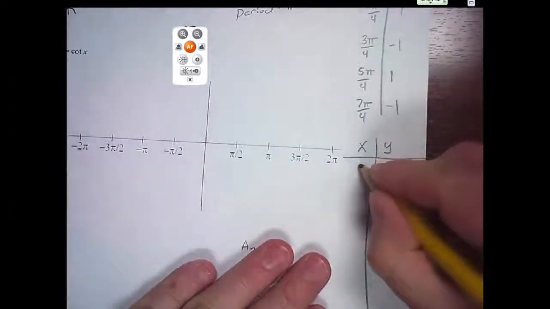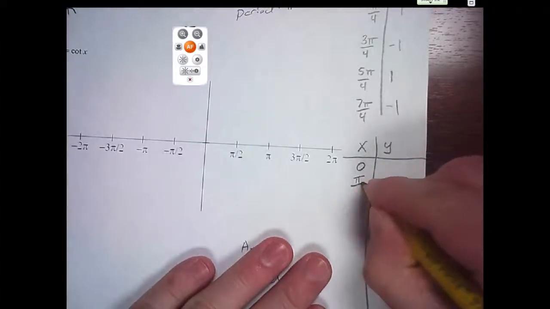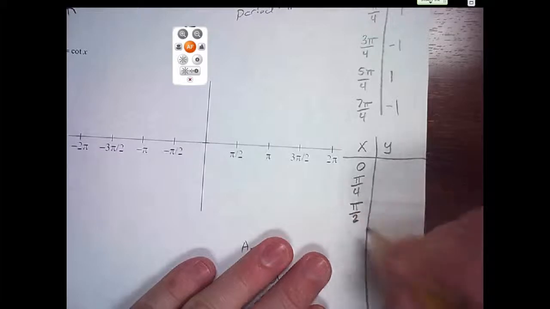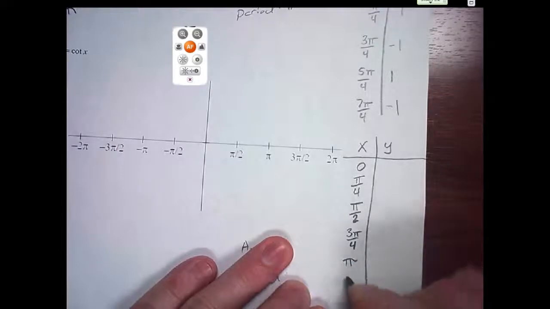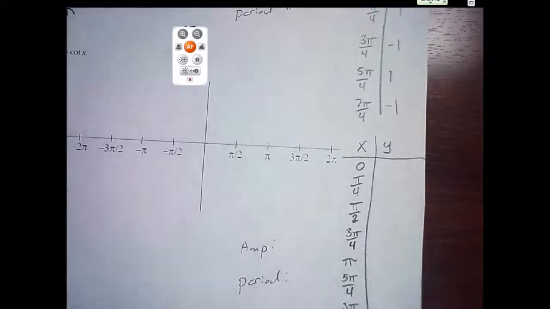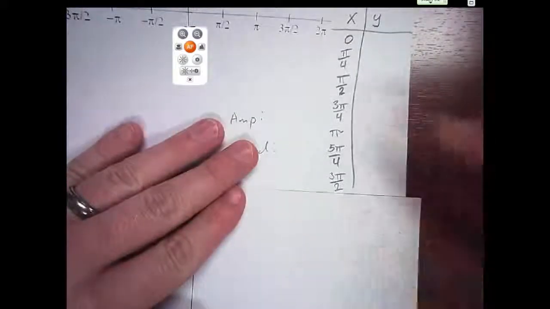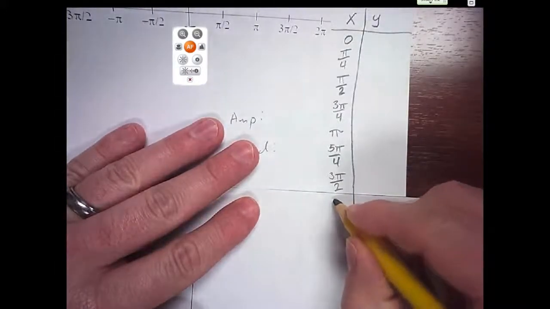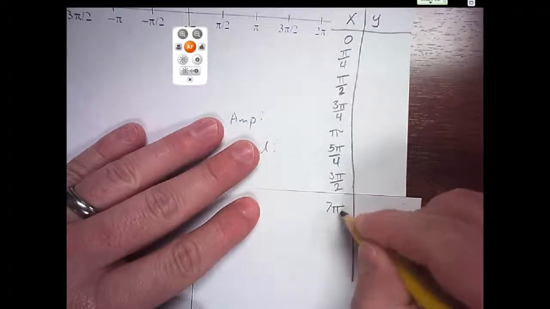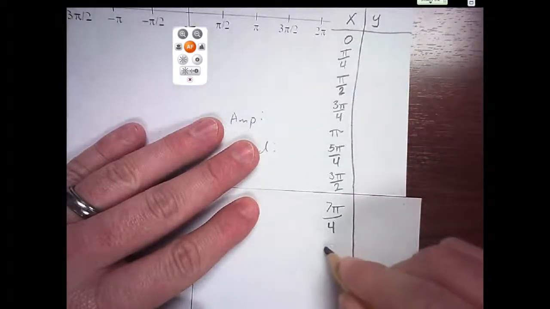Okay, so this is going to be 0, pi over 4, pi over 2, 3 pi over 4, pi. I'm going to run out of room. 5 pi over 4, 3 pi over 2. Just extend my page. How's that? Okay. And then we're going to have 7 pi over 4 and 2 pi.